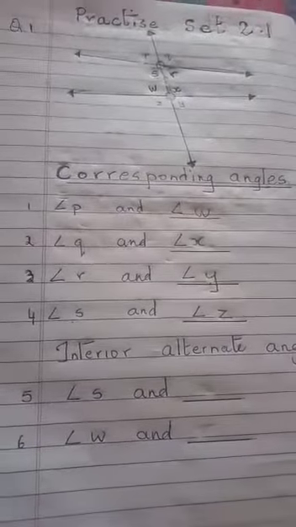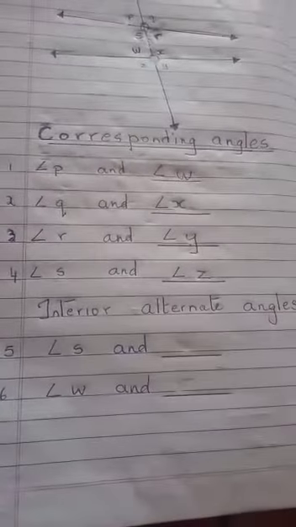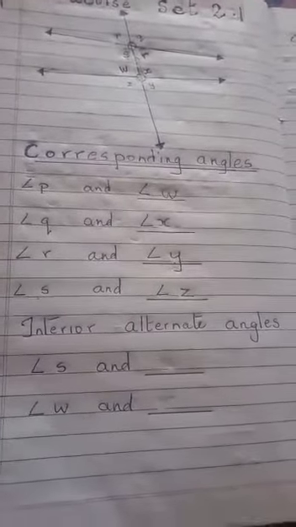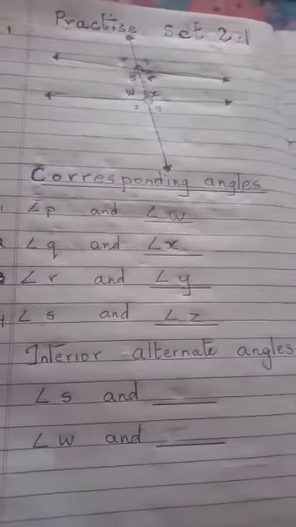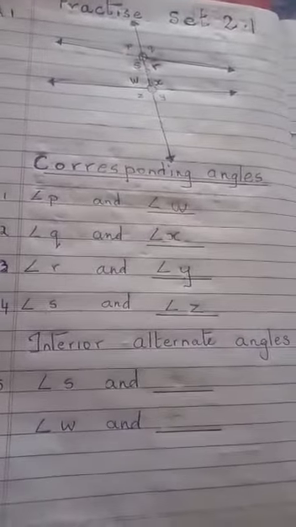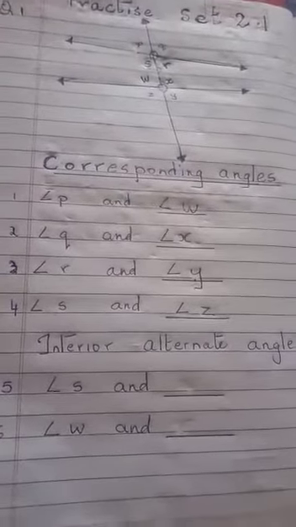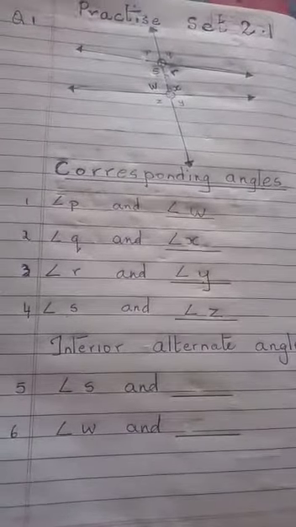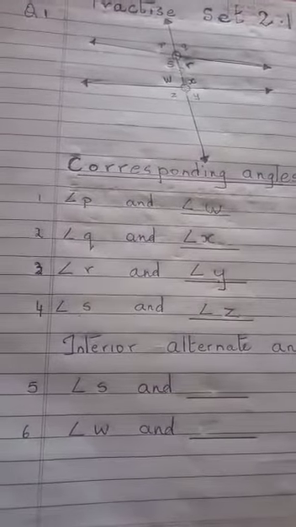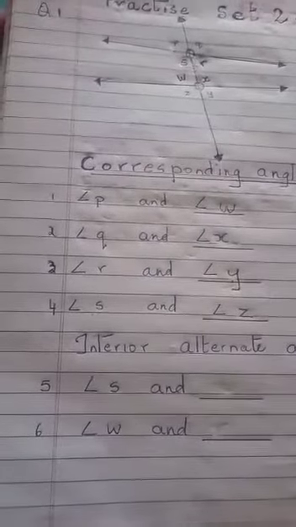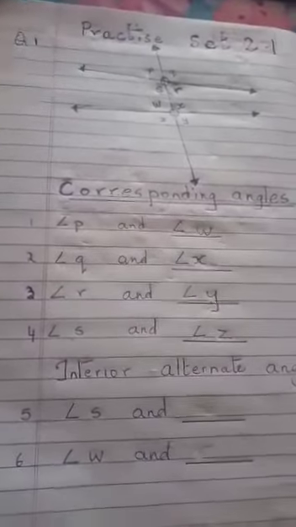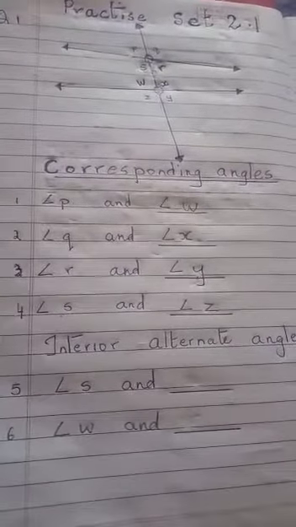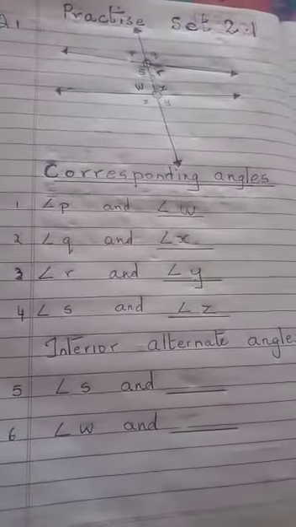Now coming to the second part of the same sum, where we have to fill in the blanks with the interior alternate angles. Interior alternate angles are pairs of angles on the inner side of each of those two lines, but on opposite sides of the transversal. And the easiest way to identify alternate angles is to look out for the alphabet Z.